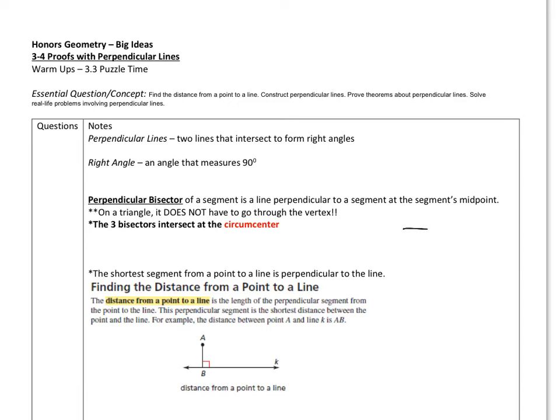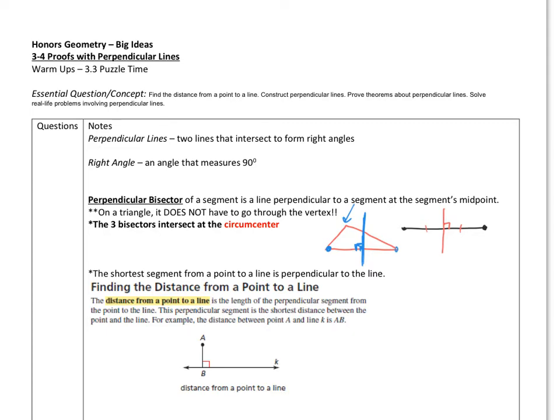If I have some sort of segment, the perpendicular bisector will not only cut this segment in half, but it will be perpendicular to it. And here's what I mean by on a triangle. Suppose you had a triangle. Well, let's draw it a little bit different. I want to extend that side out. So, the perpendicular bisector, if I went halfway through this and perpendicular like that, notice that it does not have to go through this vertex up here.